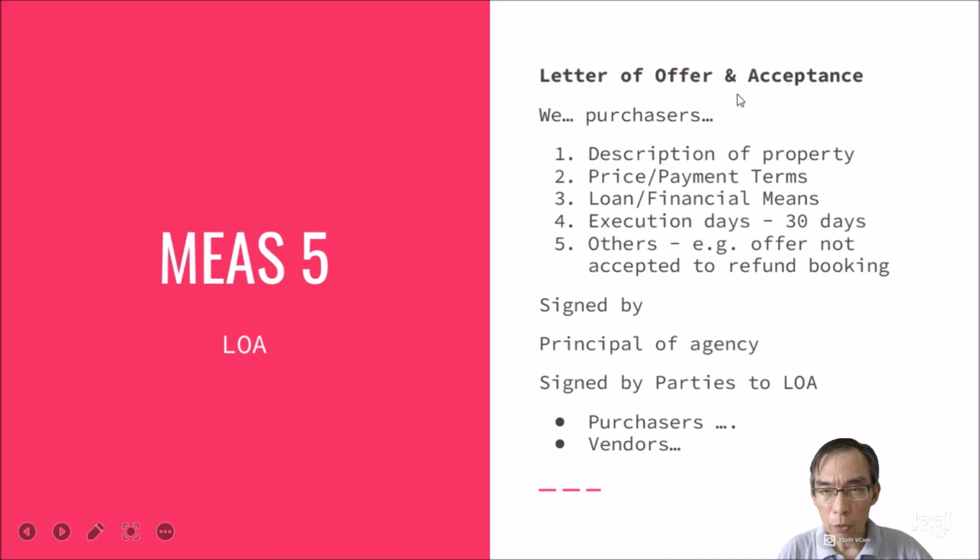So the letter of offer and acceptance is usually by the purchaser: description of property, price, whatever details, execution, and what is the timeline, because time is of the essence in a contract, so it always has to be in the letter. You need to put down the time frame for proceeding to sales and purchase. Signed by the principal of the agency, as I said just now, and signed by the parties to the letter of offer, usually by the purchaser first and then later by the vendor when he accepts it.